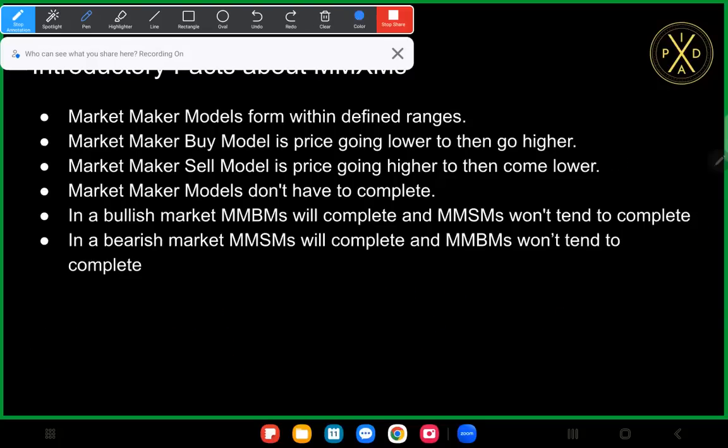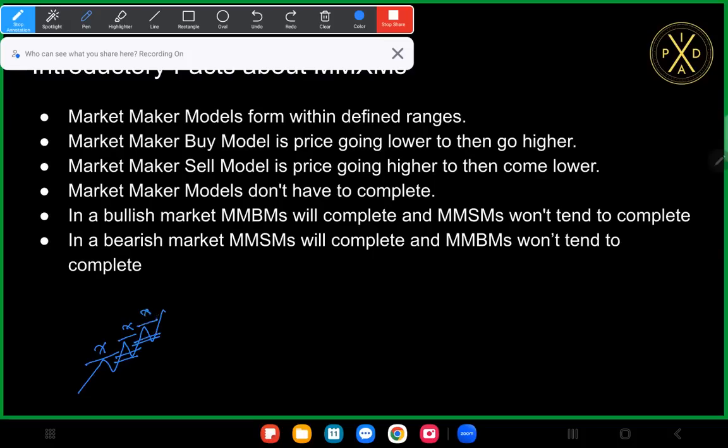So right here, I say that in a bullish market, the market maker buy models will complete and the market maker sell models, they won't tend to complete. So what do I mean by this? So here is our bullish market, right? In a bullish trending market, we understand that price is going from stops to inefficiency, from inefficiency back to stops, and then from stops back to inefficiency, and so on and so forth.